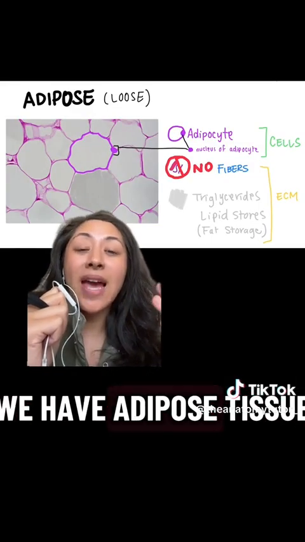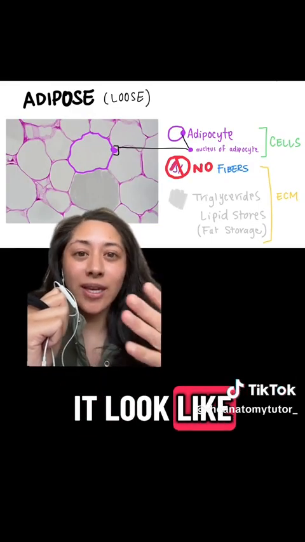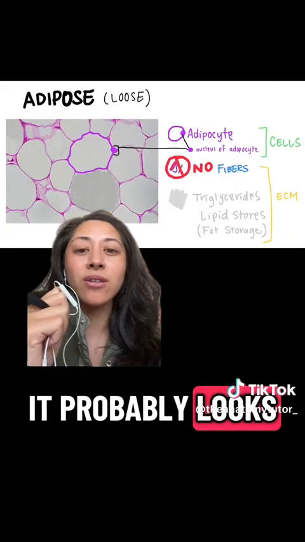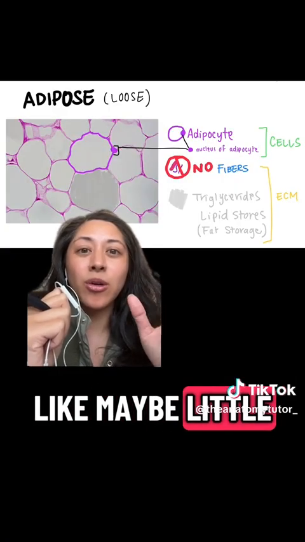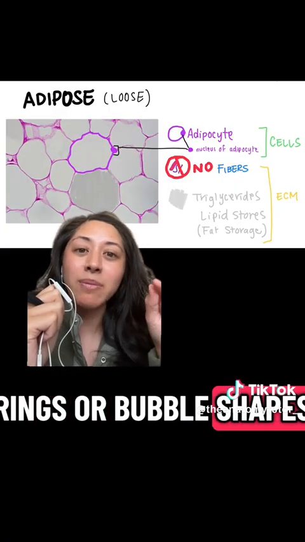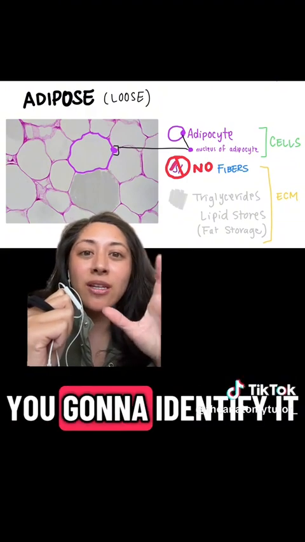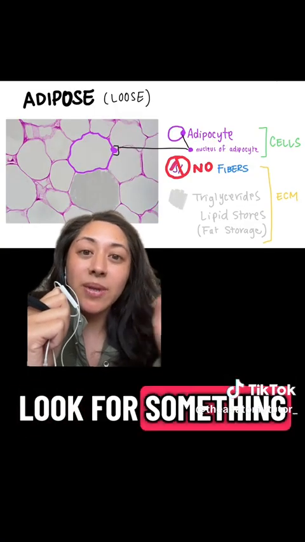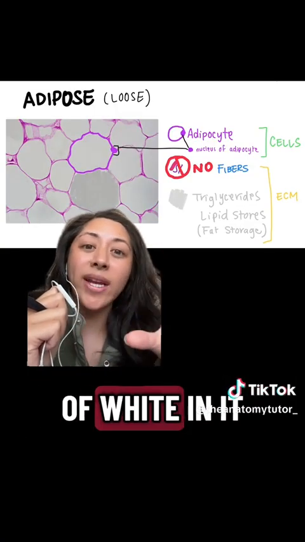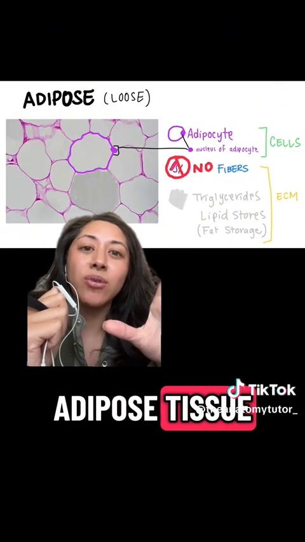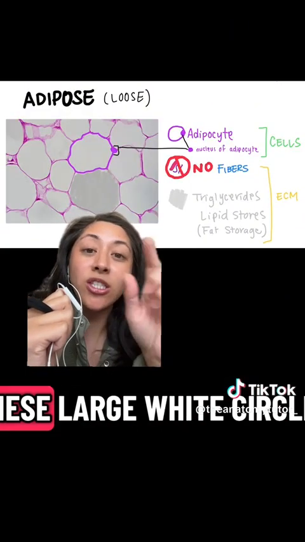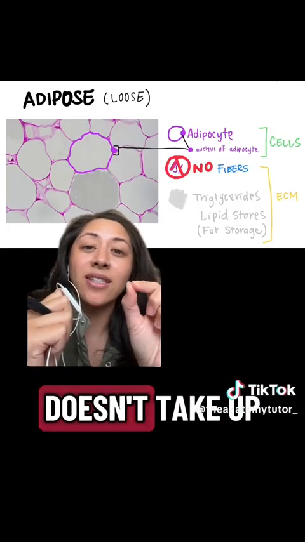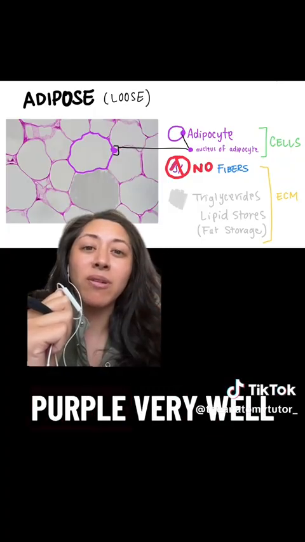In this picture, we have adipose tissue. So what does it look like from someone who's not familiar with the tissue itself? It probably looks like maybe little rings or bubble shapes, and that's how you're going to identify it when you are approaching the lab practicum. Look for something that's kind of bubble-like and has a lot of white in it. That's going to be adipose tissue. And distinguishing features are going to be these large white circles. And it's white because the fat doesn't take up the dye of the pink or purple very well.